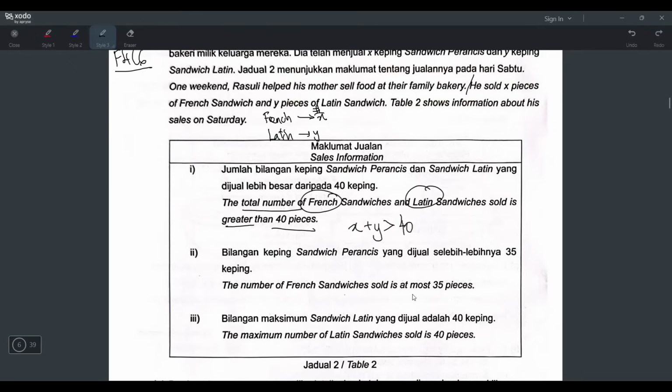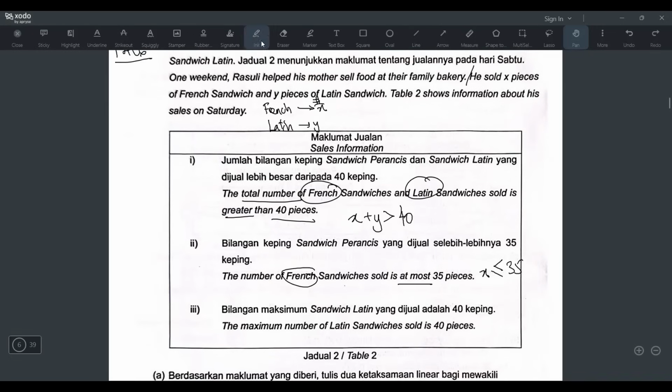Okay, next one. Number of French is at most 35. Okay, it's only talking about French, and the French is X. So the X is at most. At most, dia punya symbol is kurang atau sama dengan. In English, smaller or equals. Yeah, at most. Alright, next one. The maximum. Okay, what's the symbol for maximum? Kurang sama dengan also. Because if I say maximum, it means cannot be more than that. That's the upper limit. So if that's the upper limit, it has to be smaller or equals.